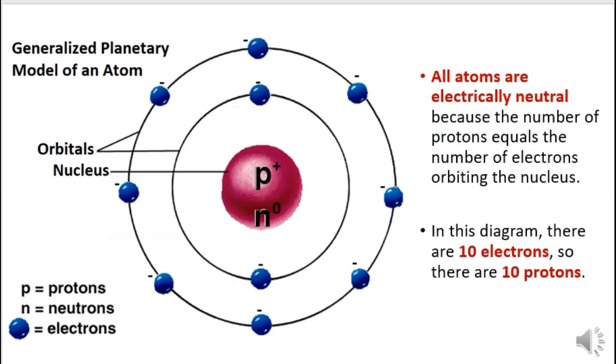Here's another generalized model of an atom, a neutral atom. In this diagram, we see that there are 10 electrons, 2 in the first orbital, 8 in the valence orbital. That's a total of 10. Therefore, we know that there are also 10 protons because all atoms are electrically neutral. An electron is negatively charged, whereas a proton is positively charged.